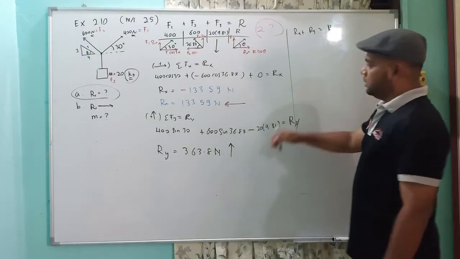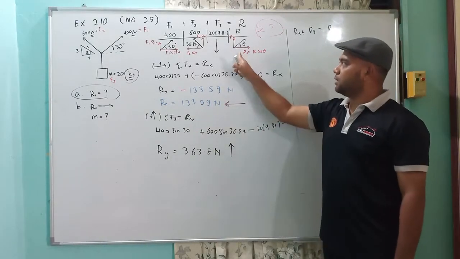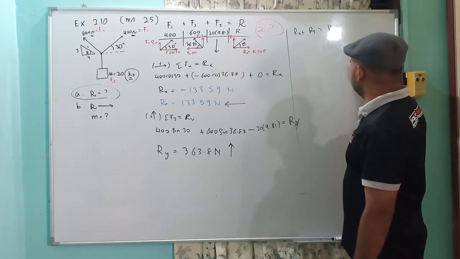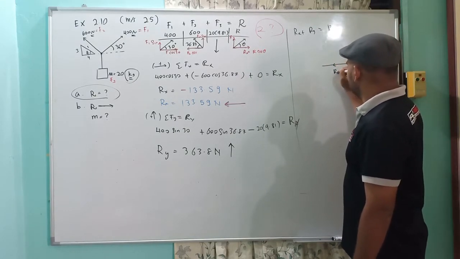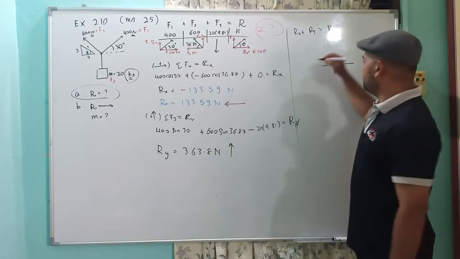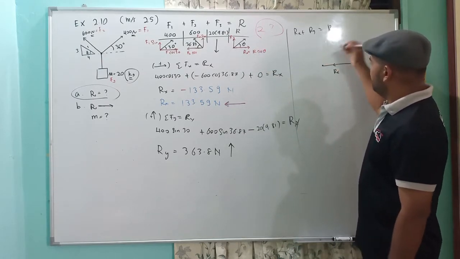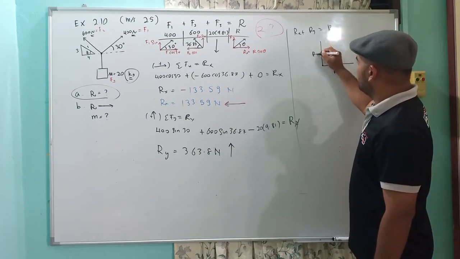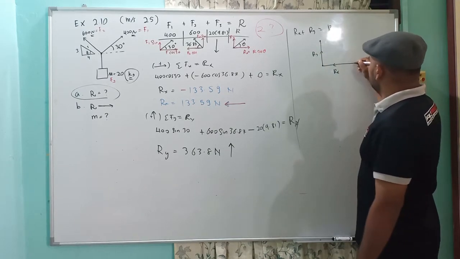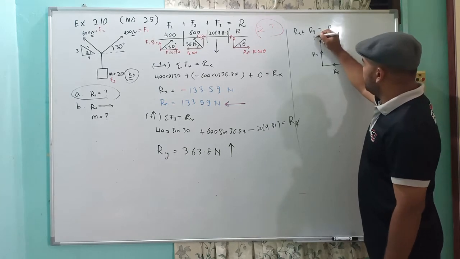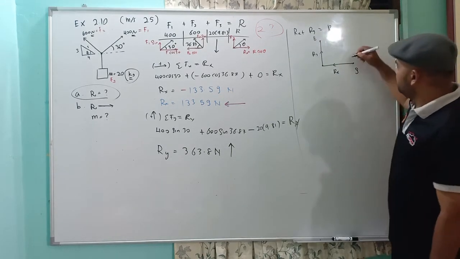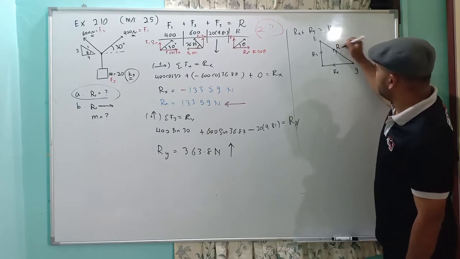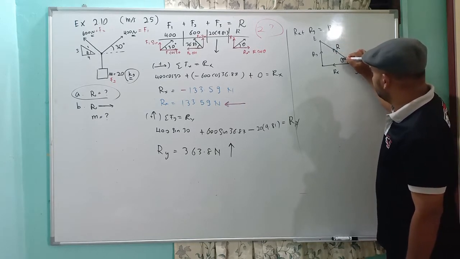Y equal to R. Okay, Rx plus Ry equal to R. So you know that your Rx is in this direction, Ry is upward, so you add at the end of Rx, upward, here is Ry. So this is your start point, this is your end point. Okay, and then your R is from start to end, this is your R, this is the angle theta.